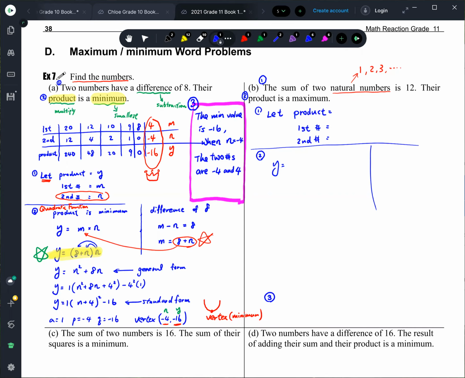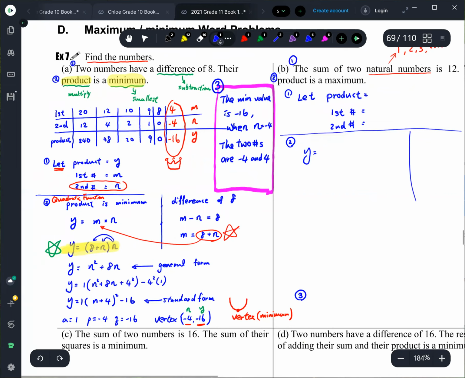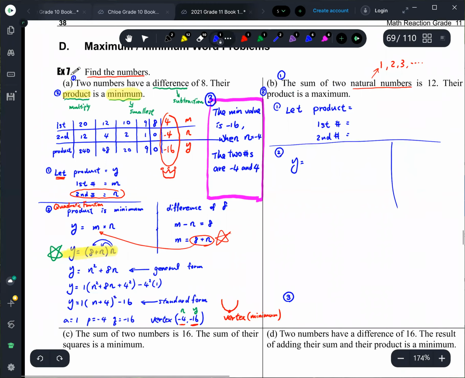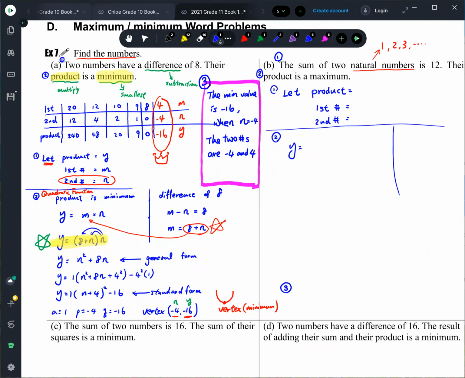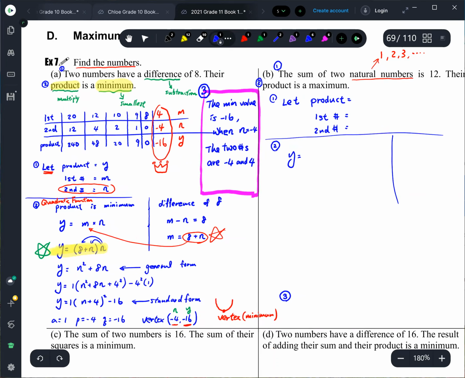Okay, Isabella, what's the last statement you have? I'm still a little confused. Which part? For question A? Not for B. Okay, A is okay. Yeah, so for question B it's the same. The last statements are the same. So what are the last statements?